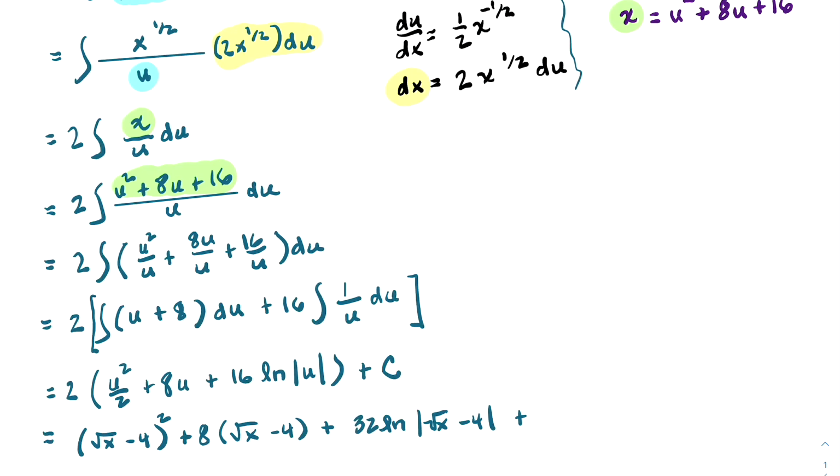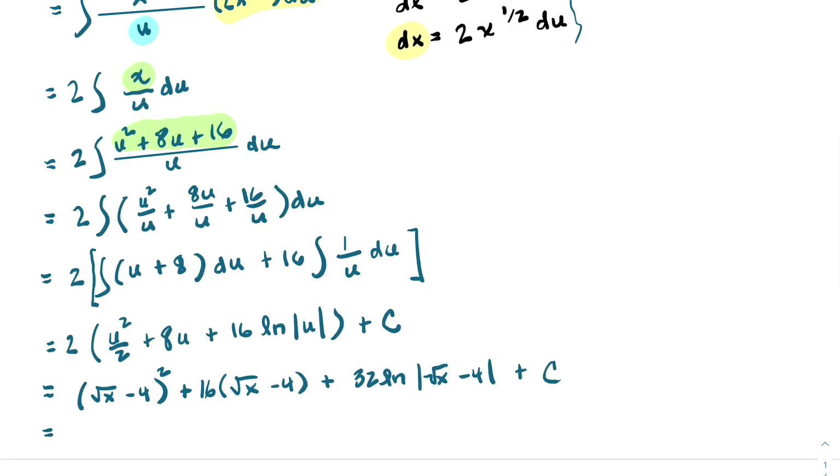Actually, I did not multiply the 2 through on the second term. So the 16 turns to a 32, and then the 8 turns to a 16 because you're multiplying all 3 terms by 2. Now, we'll just keep this as root x minus 4 squared, and then plus 16 root x times quantity root x minus 4. Now we've got this natural log that's being multiplied by an even number, and so we'll use that power rule so we won't have to have the absolute value anymore.